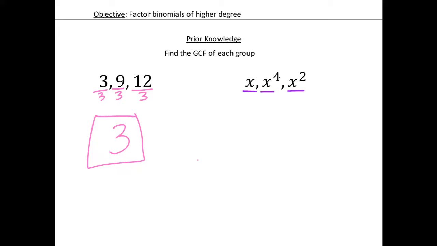On your whiteboards? I see some blank whiteboards, so double check with people around you. If you don't have an answer, check with people around you. And show me in 3, 2, 1.